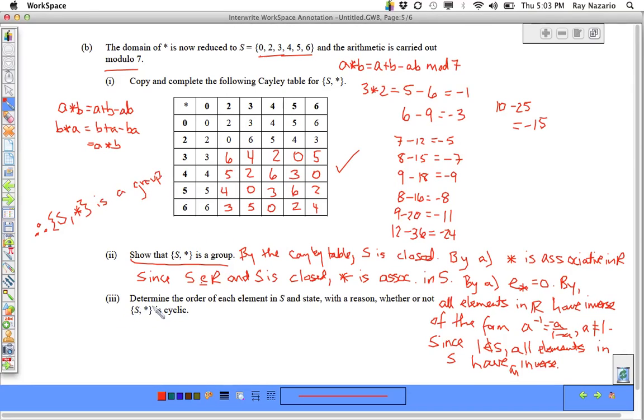Part 3, determine the order of each element. I definitely don't have space here for that. And then we need to state whether this is a cyclic group. Remember, a cyclic group is a group that has a generator.